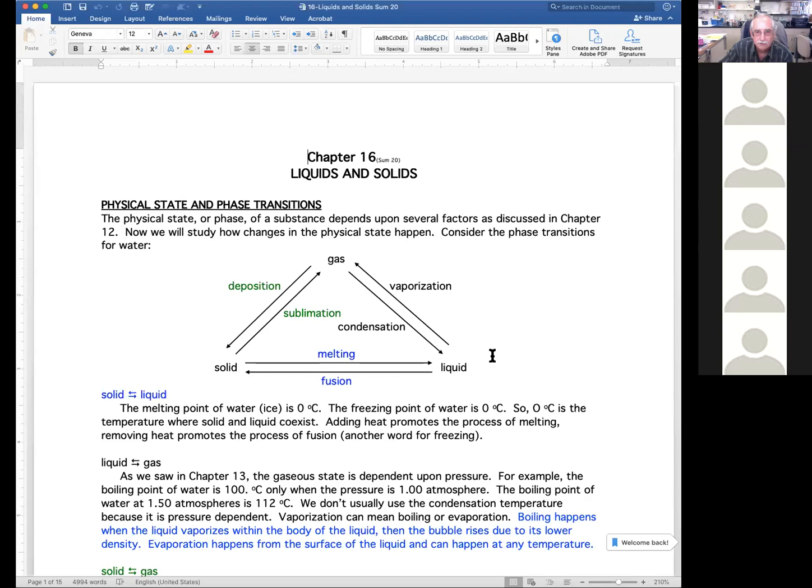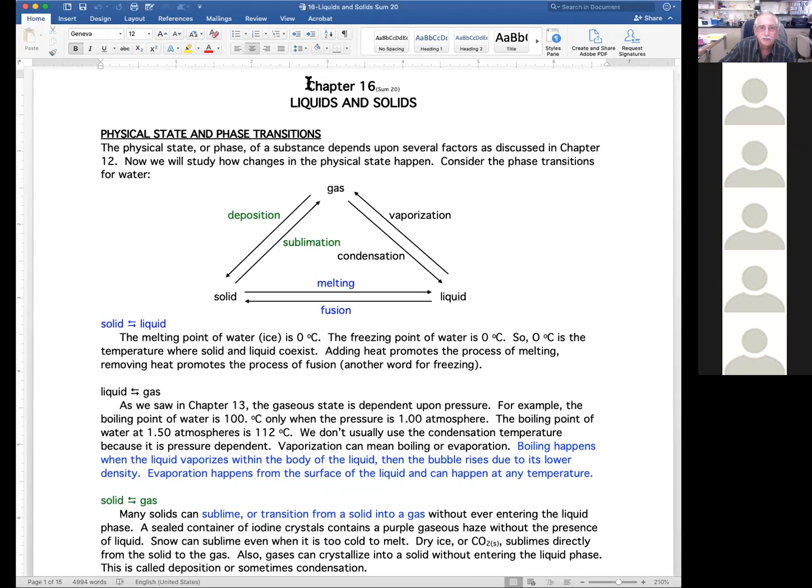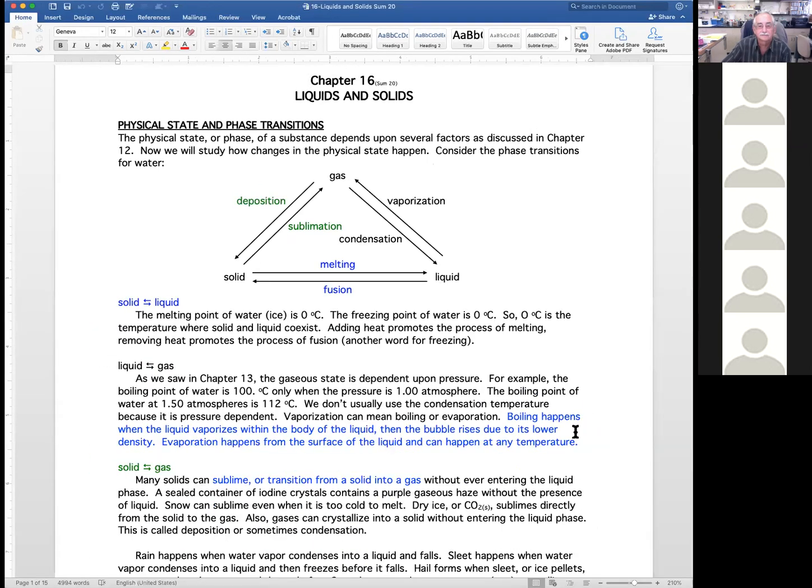Okay, so chapter 16, there's a lot of short chapters in this. Somehow I have the propensity to take a short chapter and make it long, called words. So this is about liquids and solids.